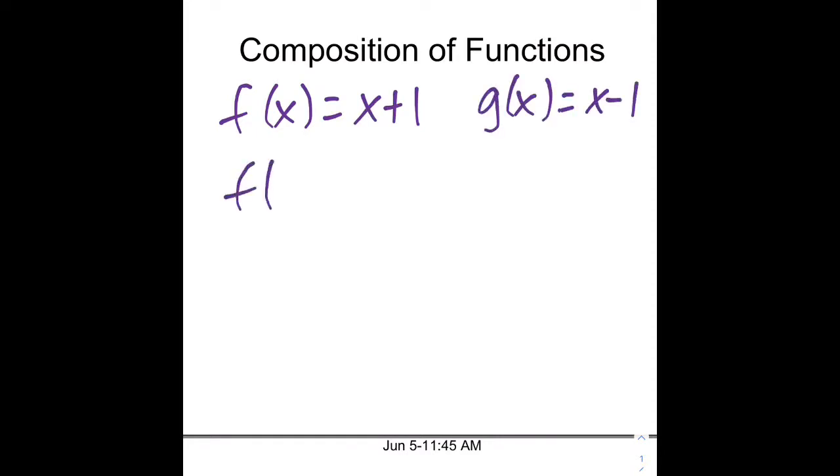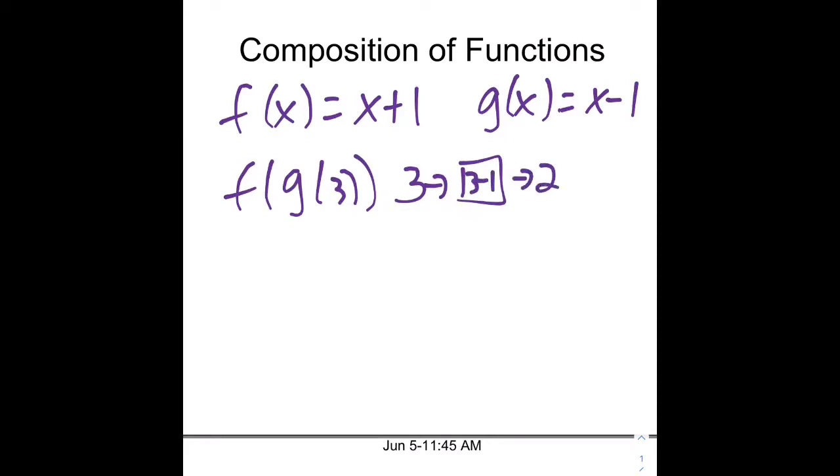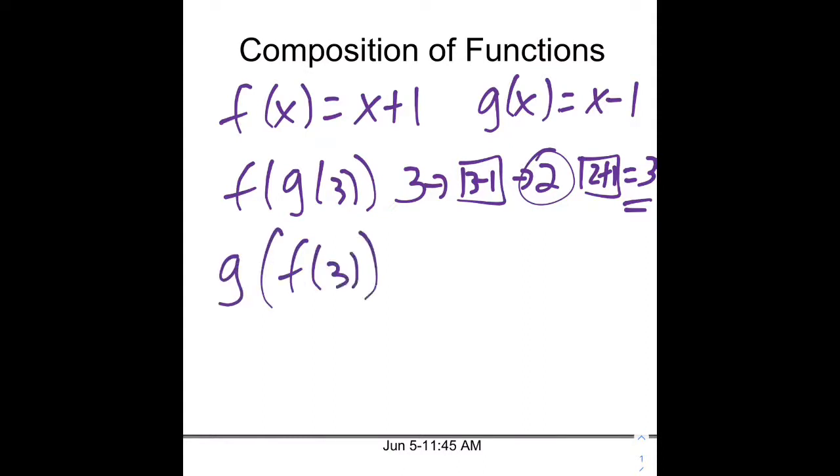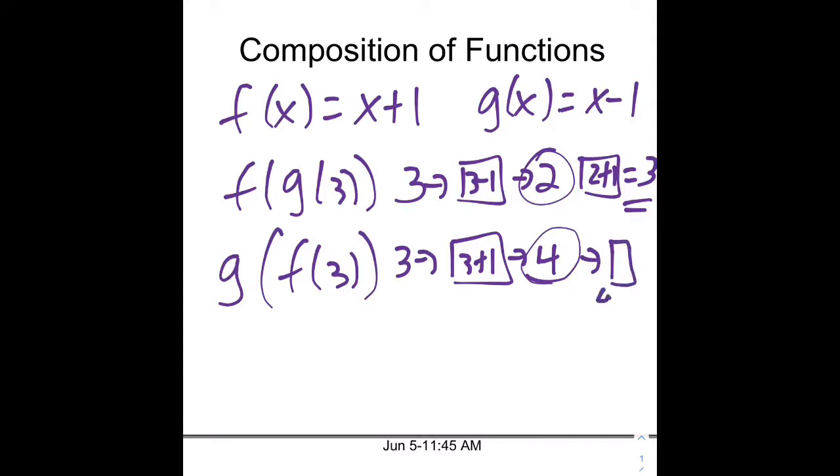If I wanted to find f of g of 3 now, 3 would go into the g function, so that would be 3 minus 1, which gives me 2. And then that 2 does double duty. It goes into the f function. And wow, notice I got 3 back. And if I do g of f of 3, I'm going to put 3 into the f function, which outputs 4. That does double duty. And then I put it into g, which is 4 minus 1, and I also get 3.